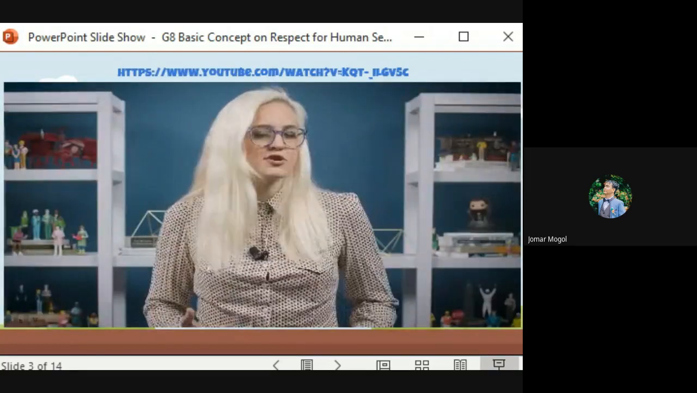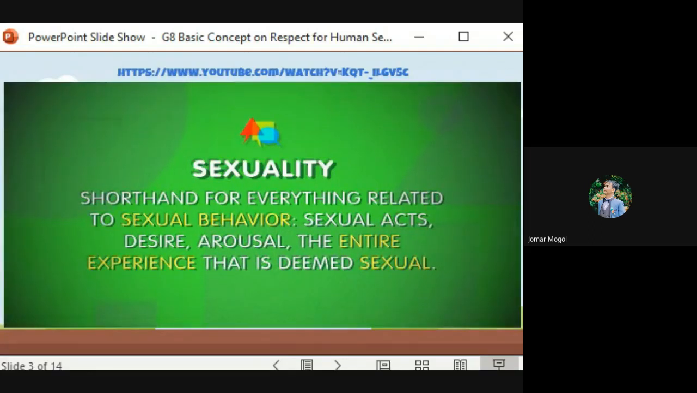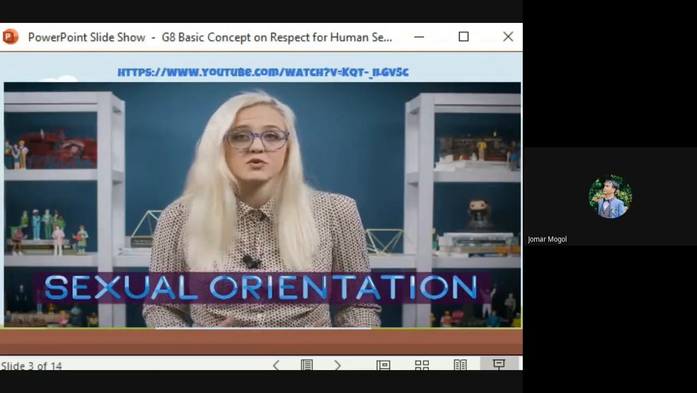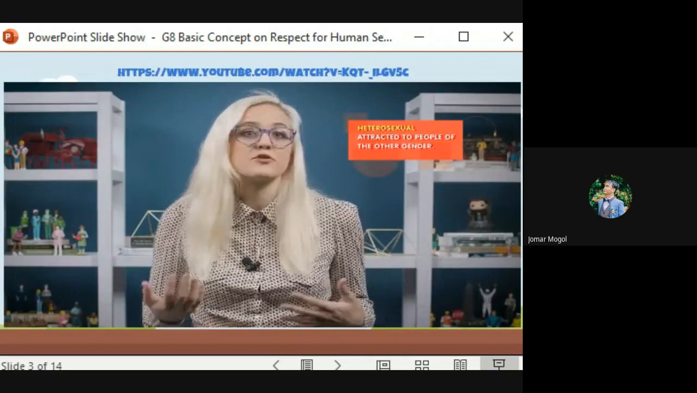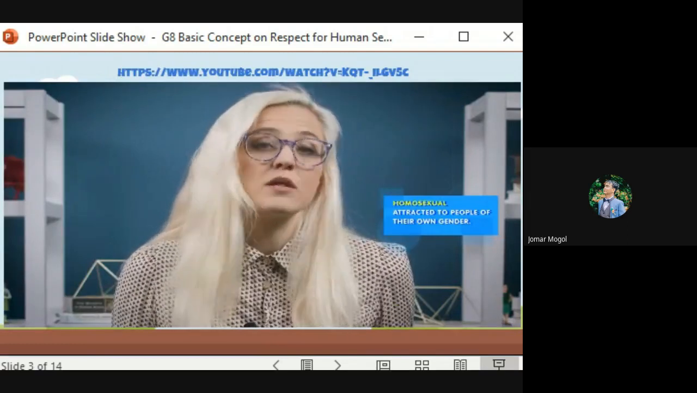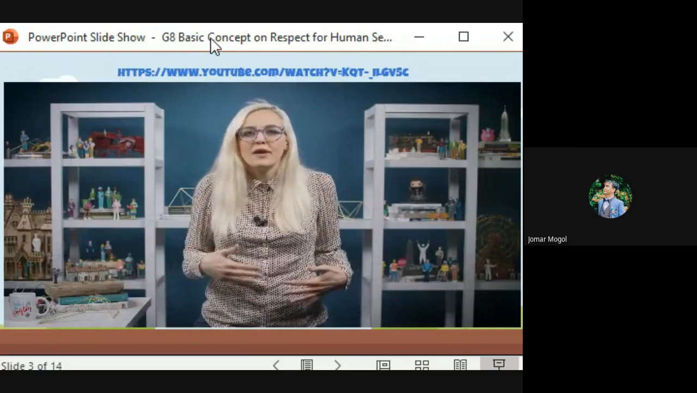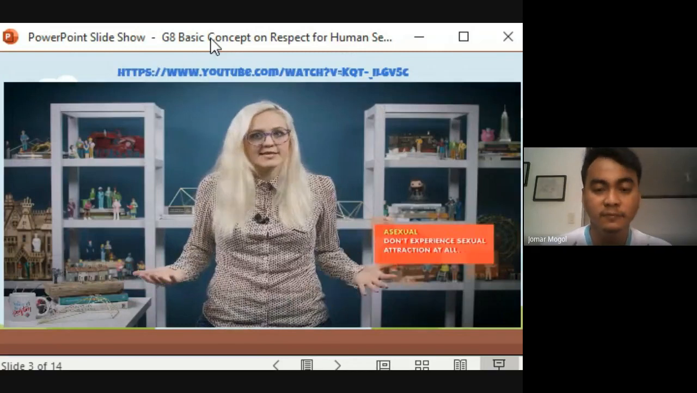Now that we've got a basic understanding of sex and gender, we can finally get to sexuality. Sexuality is basically a shorthand for everything related to sexual behavior. Sexual acts, desire, arousal, the entire experience that is deemed sexual. One part of sexuality is sexual orientation, or who you're sexually attracted to or not. Most people identify as heterosexual, meaning that they're attracted to people of the other gender. While this is the most common orientation, significant numbers of people are homosexual, attracted to people of their own gender. But these are really only poles on a continuum, with plenty of people being attracted to both their own and other genders, as in bisexual or pansexual. And some people are asexual and don't experience sexual attraction at all.